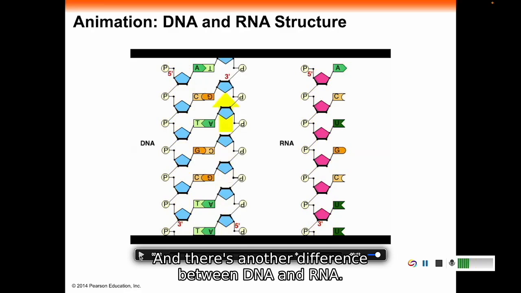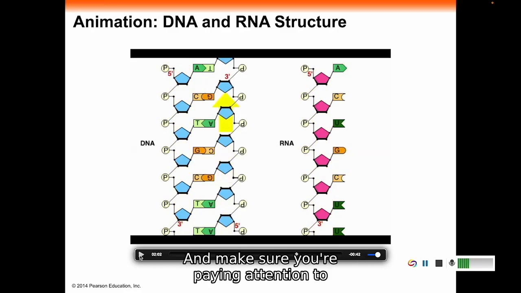There's another difference between DNA and RNA. Make sure you're paying attention to that.